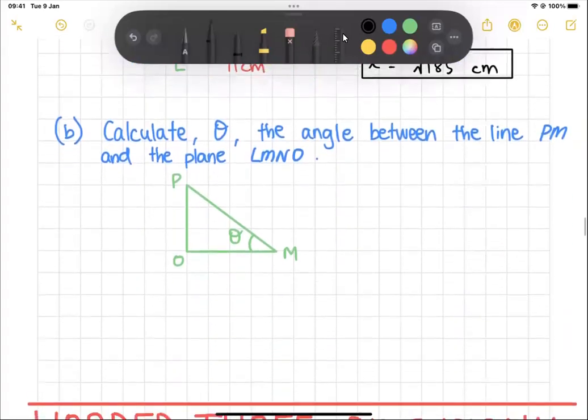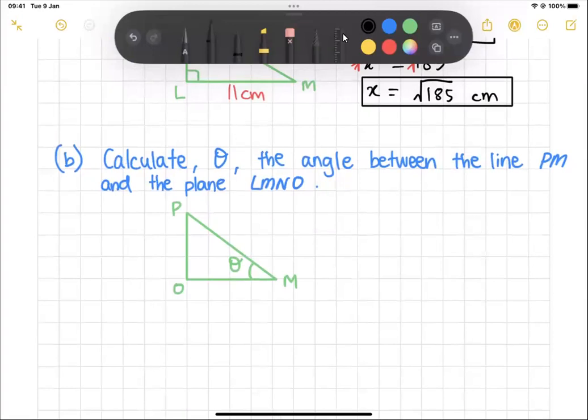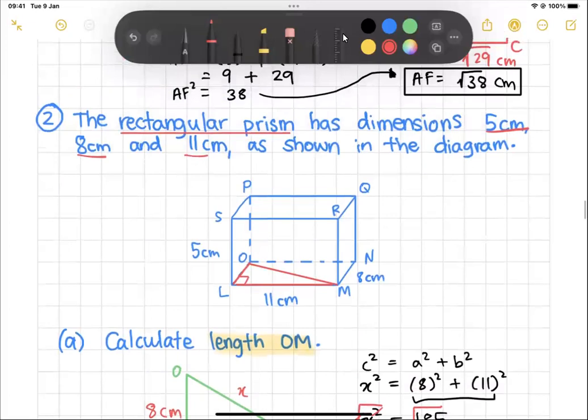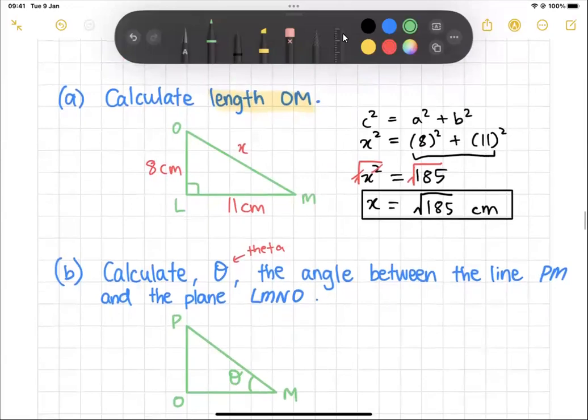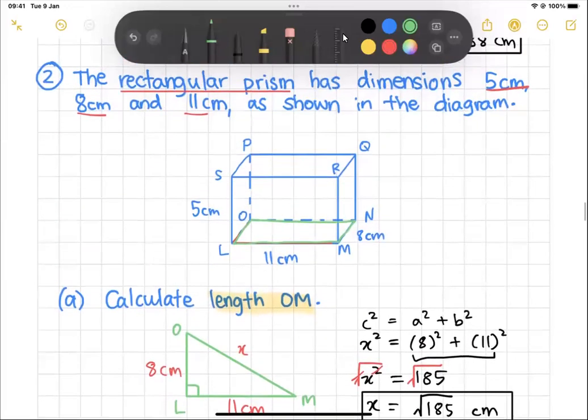Question B says, calculate theta. This is theta here. Calculate theta, the angle between the line PM and the plane LMNO. Let's look at our main diagram. Our LMNO is this plane right here. So if I get rid of these here, this is my plane. And what I need to find is the angle between PM.